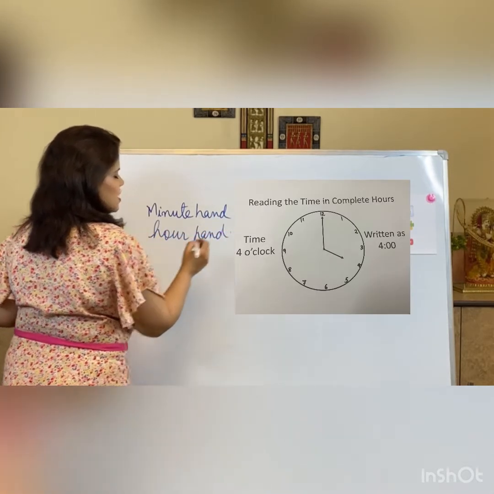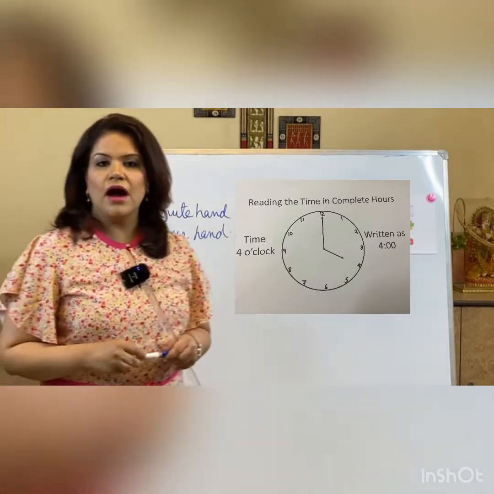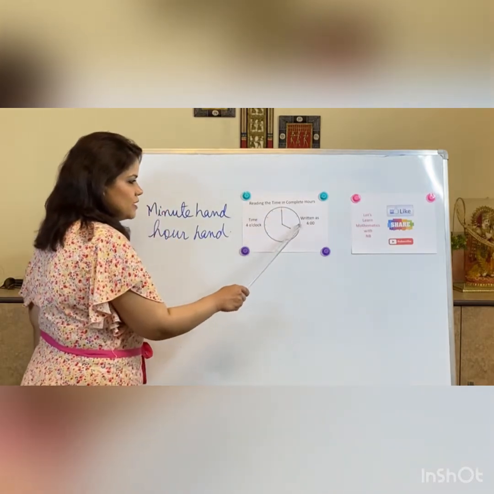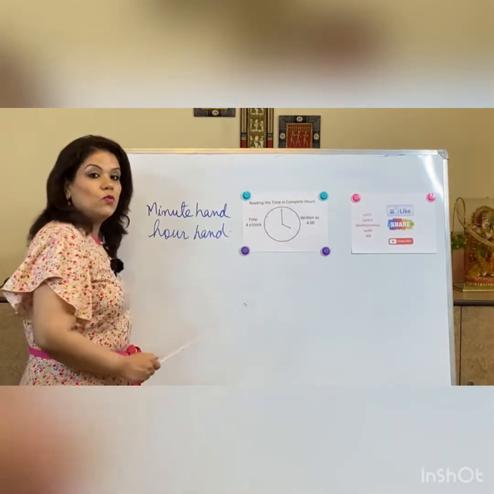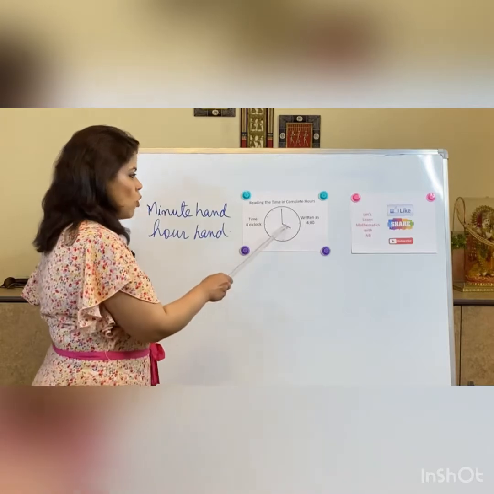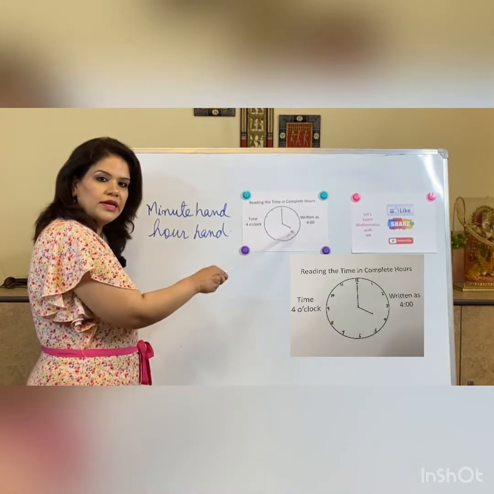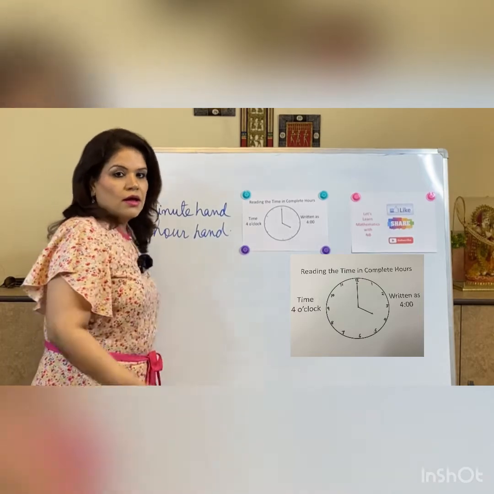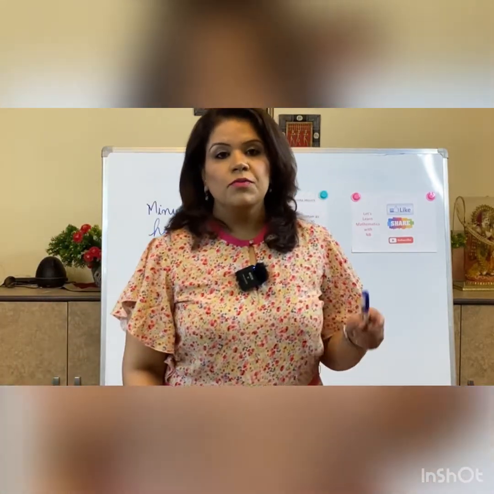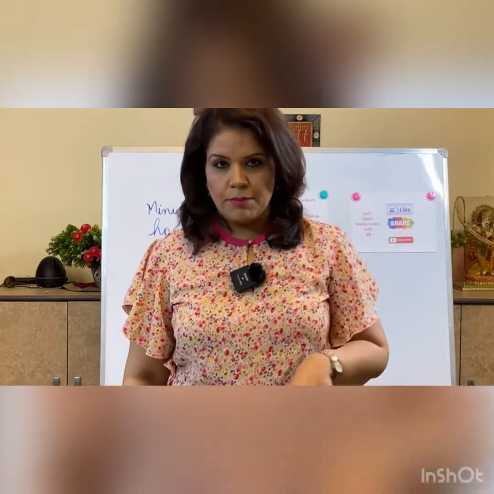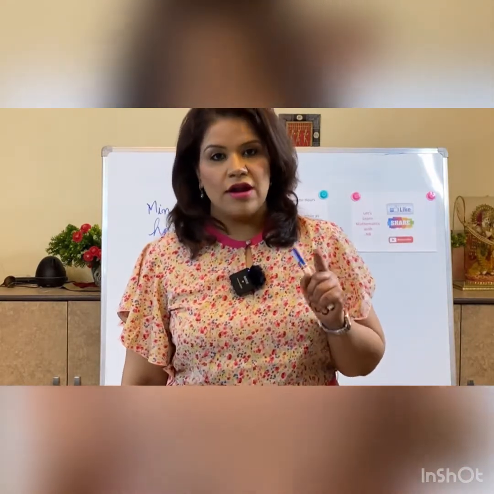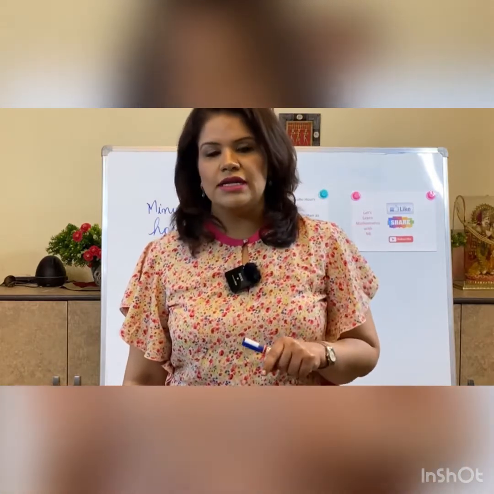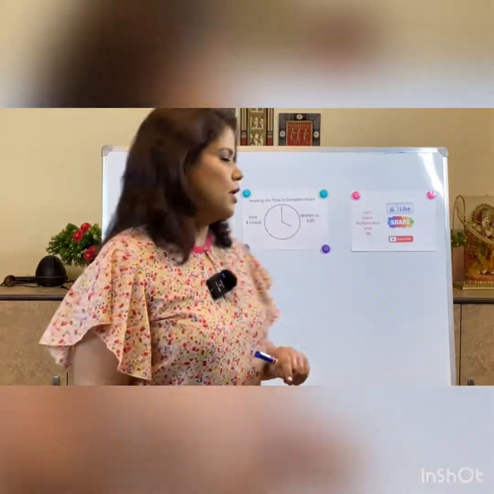Their positions decide what the time is and how to read it. The bigger hand will complete one full round in 1 hour, and the smaller hand will move only towards the next number in 1 hour. I'm explaining it again. The minute hand will complete one complete round in 1 hour and the smaller hand will go towards the next number in 1 hour.